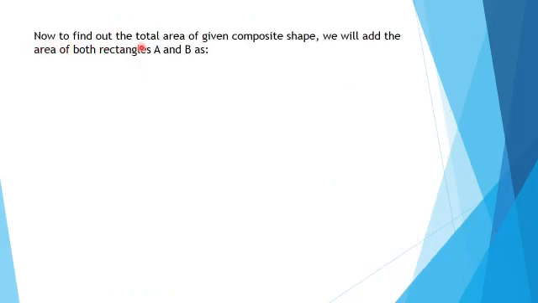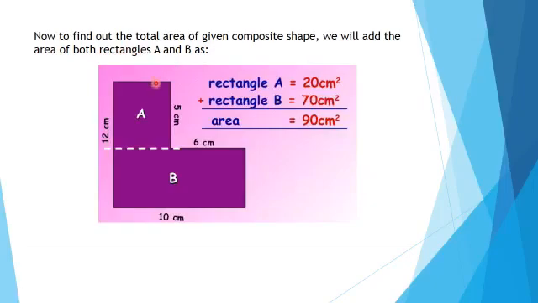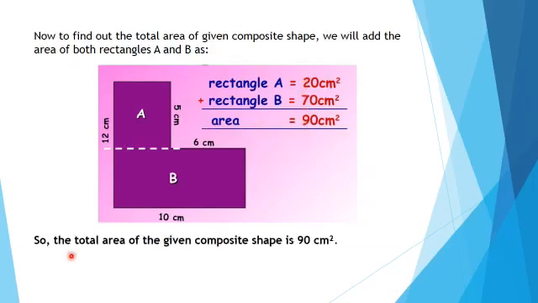Now, to find out the total area of a given composite shape, we will add the area of both rectangles A and B. As area of rectangle A is 20 cm square and the area of rectangle B is 70 cm square, we will add both the areas. So, total area will be 20 plus 70 that is 90 cm square. So, the total area of given composite shape is 90 cm square.